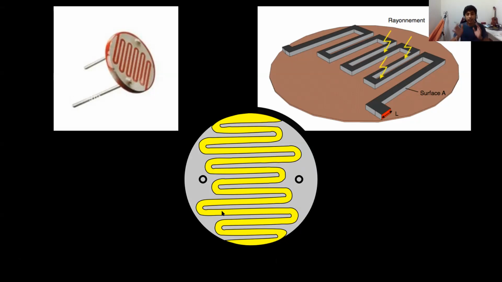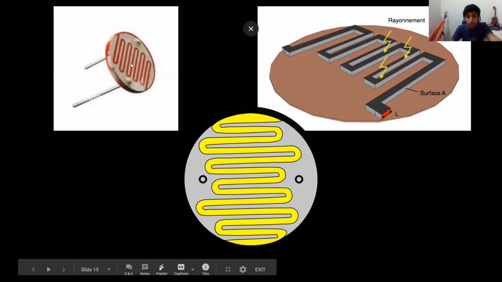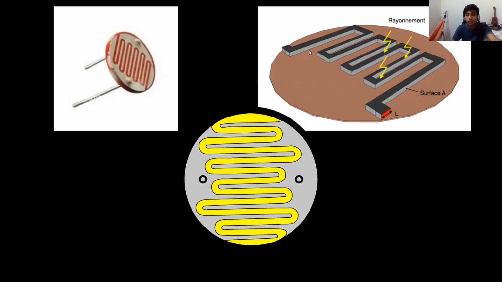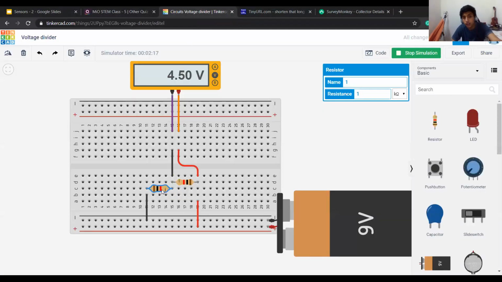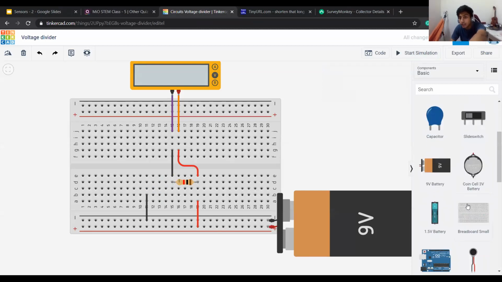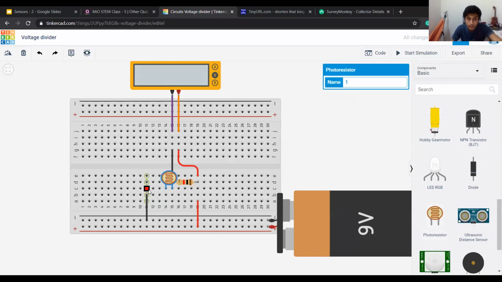Yeah, sorry. So the resistance of this material changes with the amount of light that's incident on it. You can say that in a potentiometer, turning the dial would change the resistance. In a photoresistor, the light that's incident on it changes the value of resistance. So if we were to go back to this circuit, we can replace one of the resistors with a photoresistor.